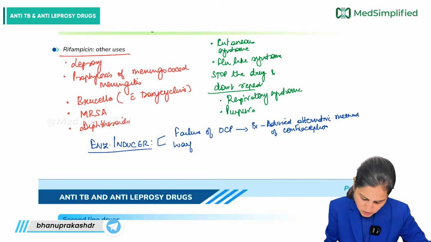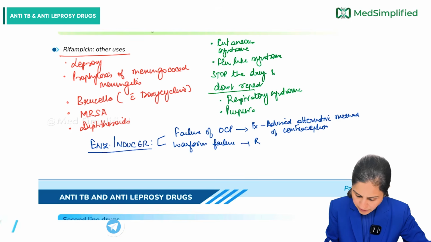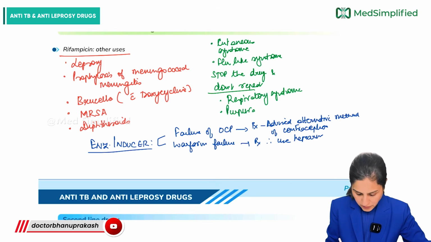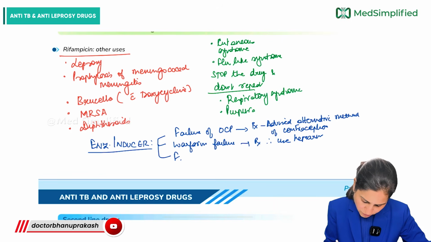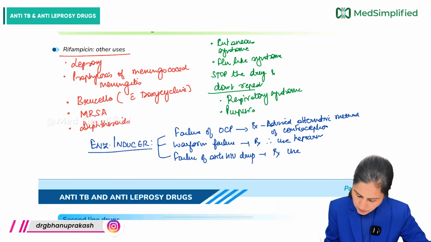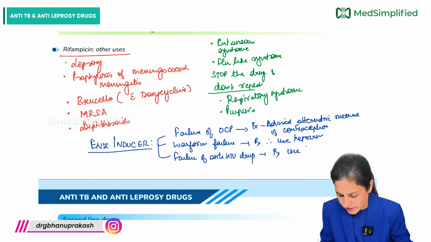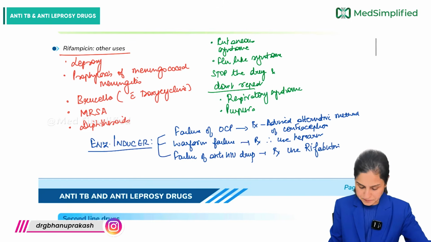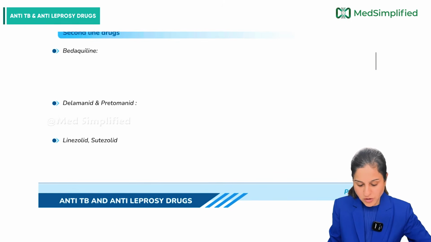Number 2 is warfarin. With warfarin, it can cause warfarin failure. What is the alternative? Use heparin instead. Third is failure of anti-HIV drugs. So what is the remedy? We use a drug which has fewer drug interactions, like we use rifabutin instead.